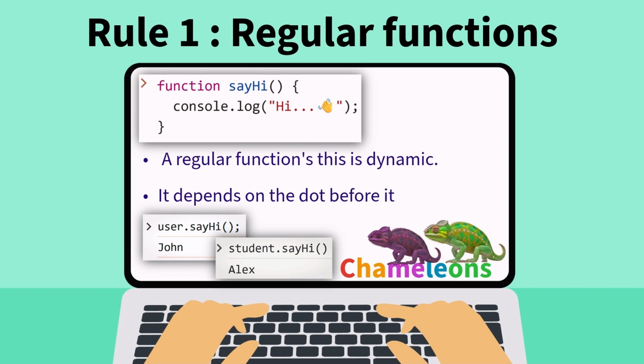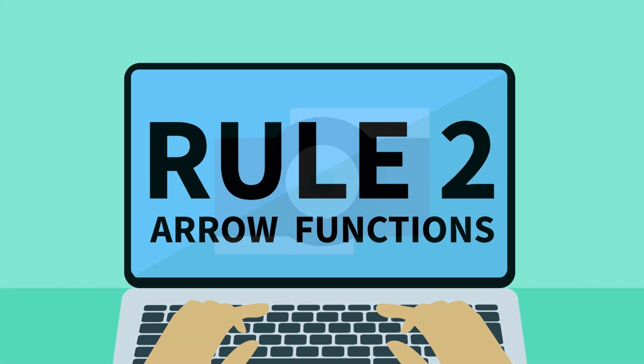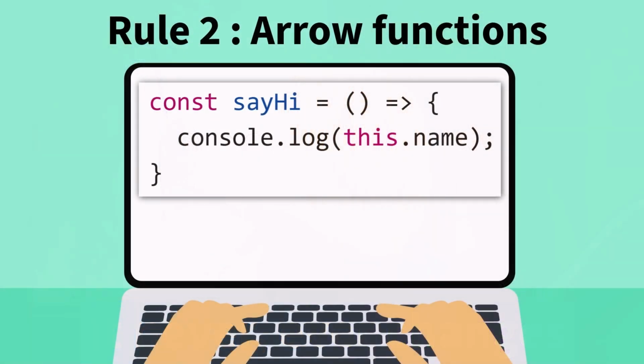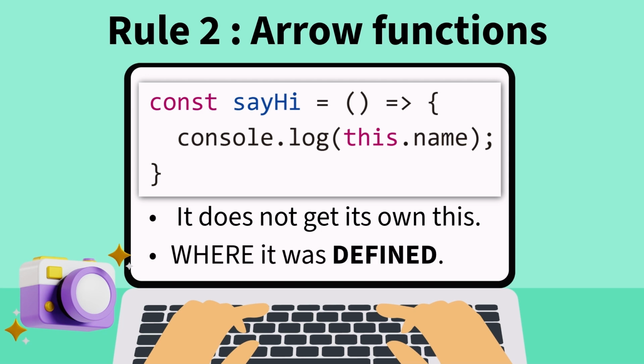Okay, that is the chameleon. Rule number 2 is for arrow functions. Think of arrow functions as photographs. A photograph captures the scene at the moment it was created. It never ever changes. An arrow function does exactly the same thing. It does not get its own this. Instead, it remembers this from where it was defined.